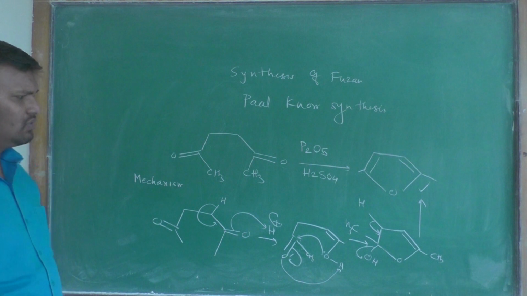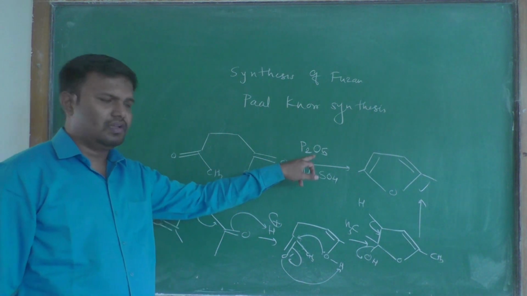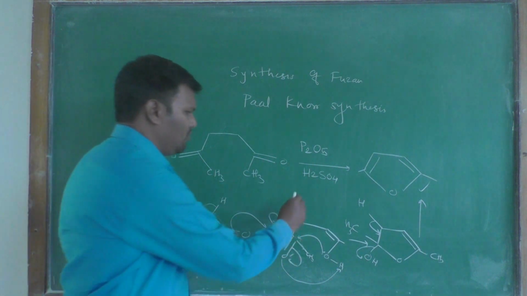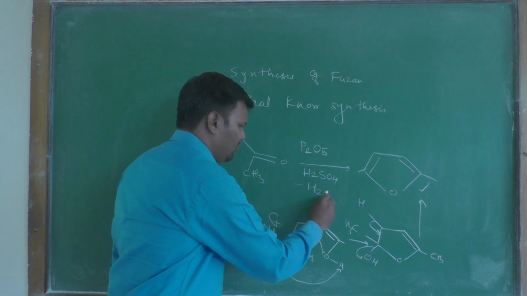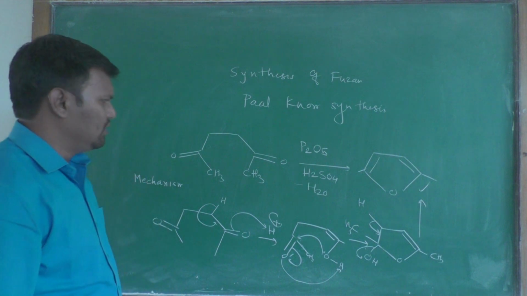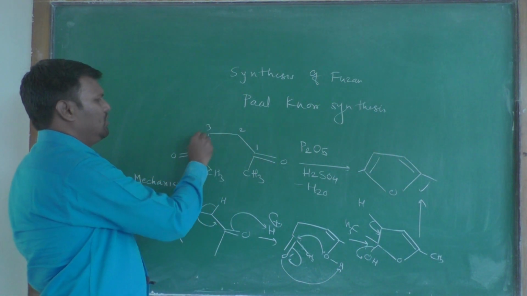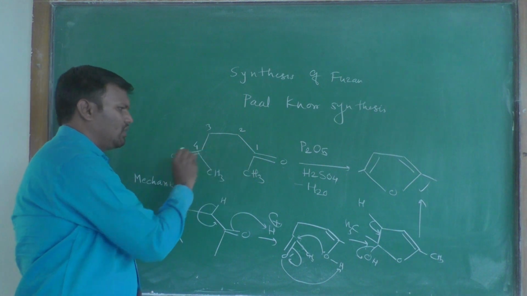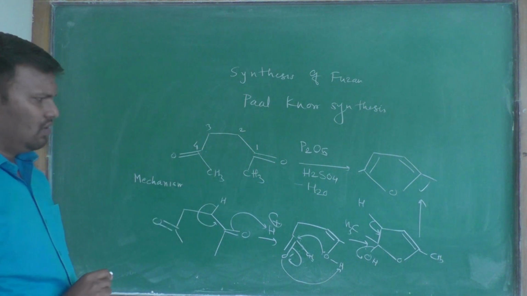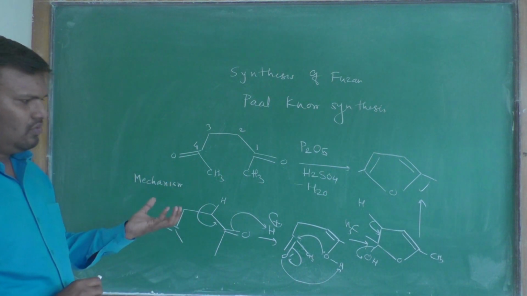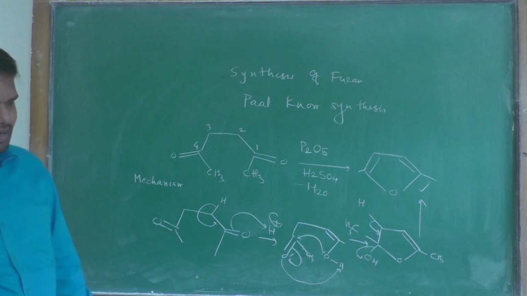In this method we use P2O5 and H2SO4 and water is removed. In this synthesis we will use 1,4-dicarbonyl compounds in the presence of acid, which will give your furan. This is one of the methods.